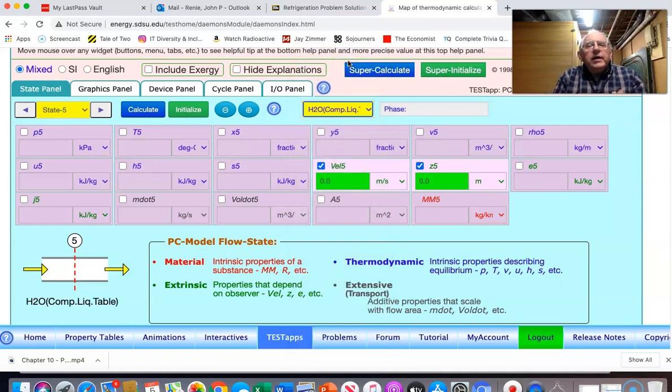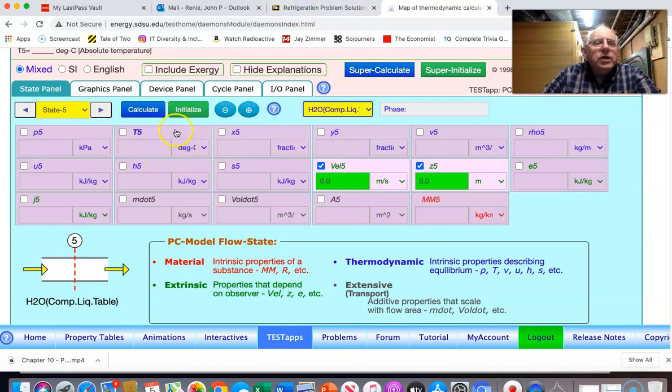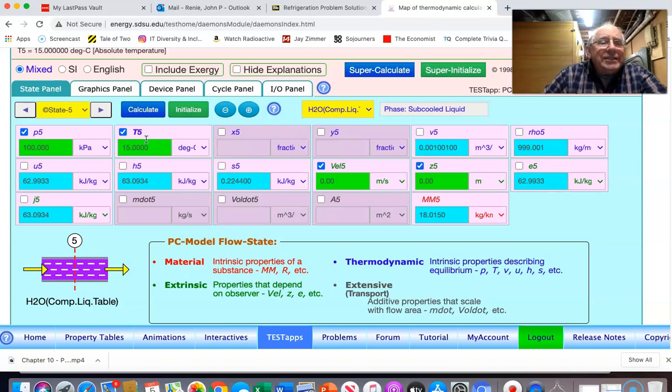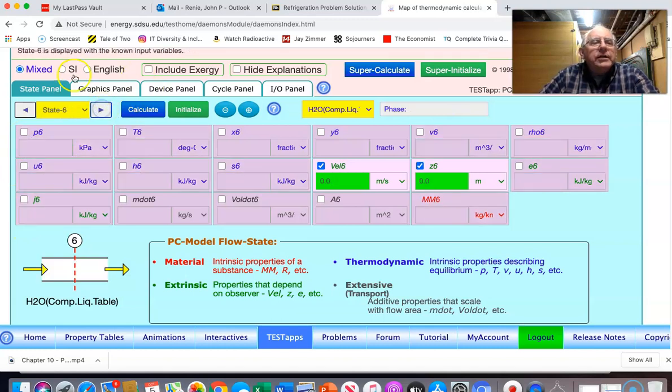And so here then is our incoming water, and we'll give it a pressure of, let's say, 1 atmosphere. And as we said before, we'll make the temperature of the water equal to 15 degrees Celsius. Okay, now we're not going to put an m dot 5. We're going to allow it to calculate m dot 5. And so now we're ready to move over to the outlet condition.